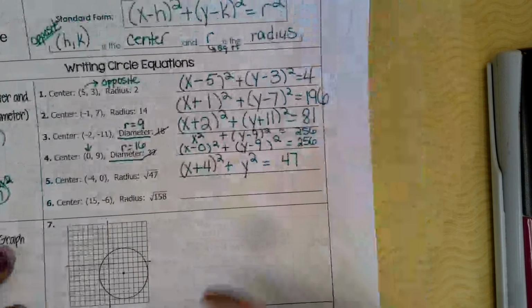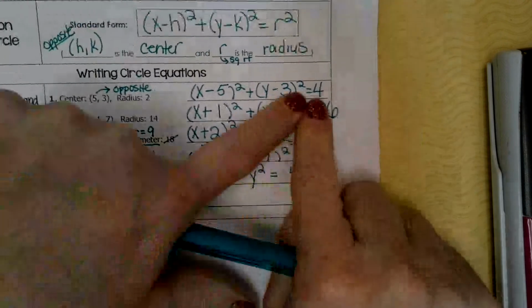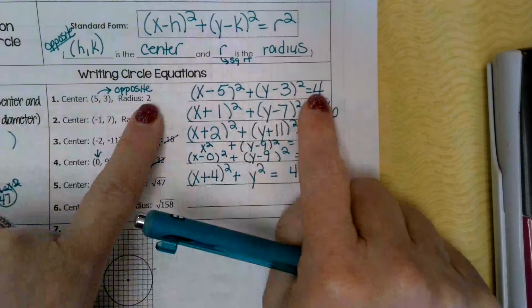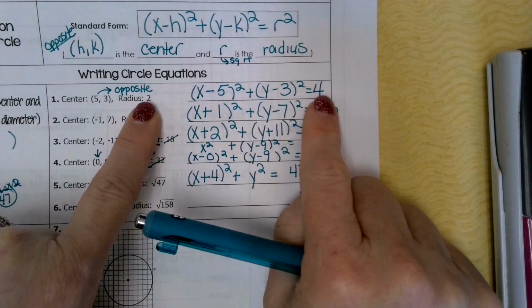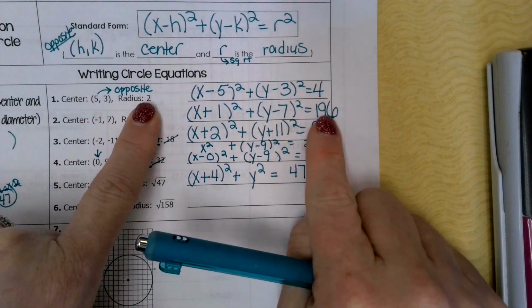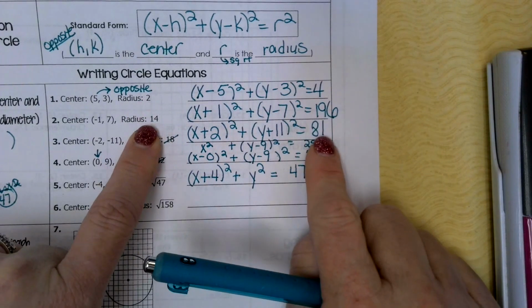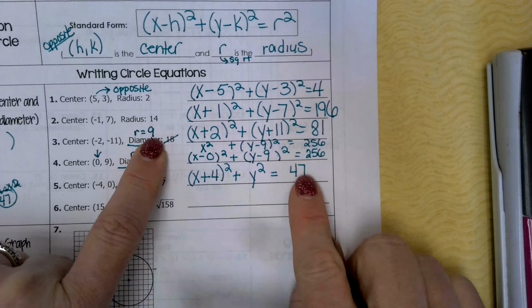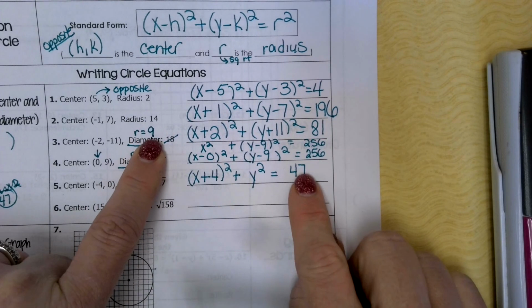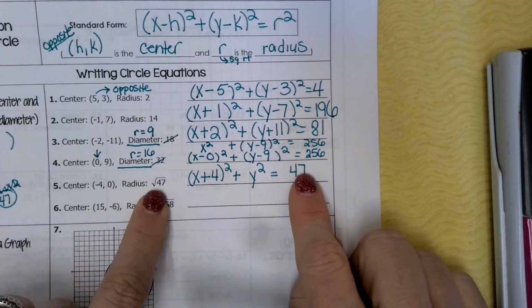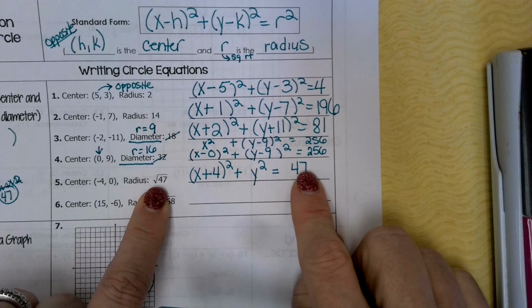Now, that should make sense to you. How would I go from here to here? We would square root the 4 to get the 2. We would square root the 196 to get the 14. We would square root the 81 to get the 9. We would square root the 47 to get the square root of 47. That should fit perfectly in your brain, okay?